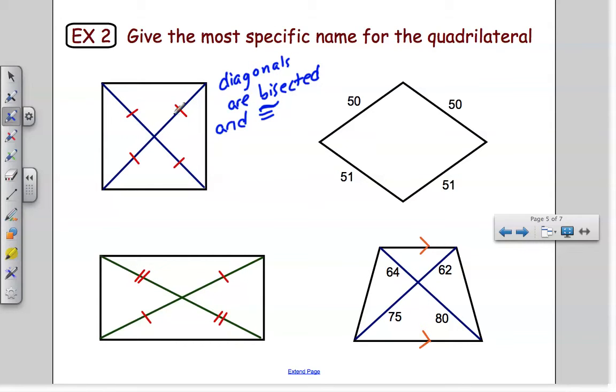Now diagonals are bisected in any parallelogram, right? That's true always, diagonals are bisected. But when are the diagonals congruent? The diagonals are congruent in a rectangle because there's no tiltiness, remember?